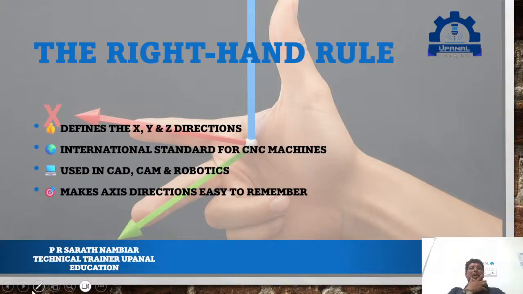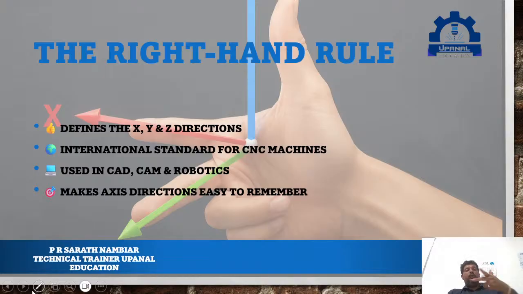Now, we learned about the x, y, and z axis. But have you ever wondered why these directions are defined this way? Why isn't the x axis pointing somewhere else, or the z axis in a different direction? The answer lies in a simple and internationally accepted method called the right hand rule. This rule is used not only in CNC machines but also in CAD software, CAM software, robotics, engineering, and even physics. It ensures that engineers around the world follow the same standard when defining directions.